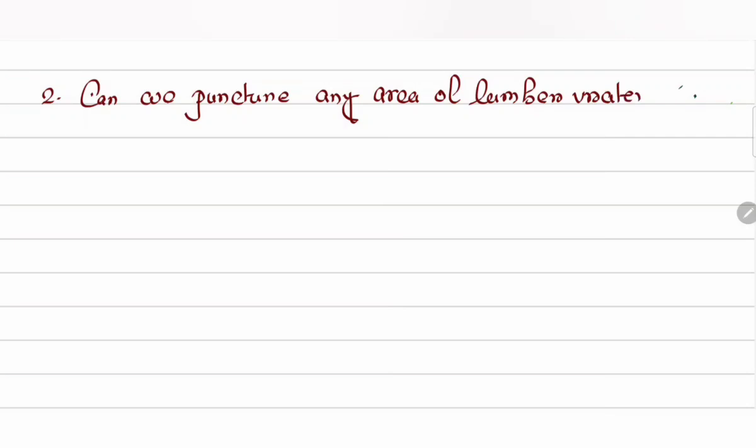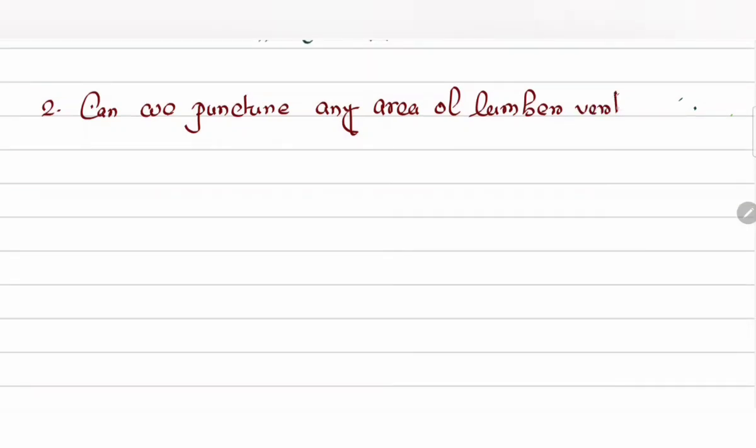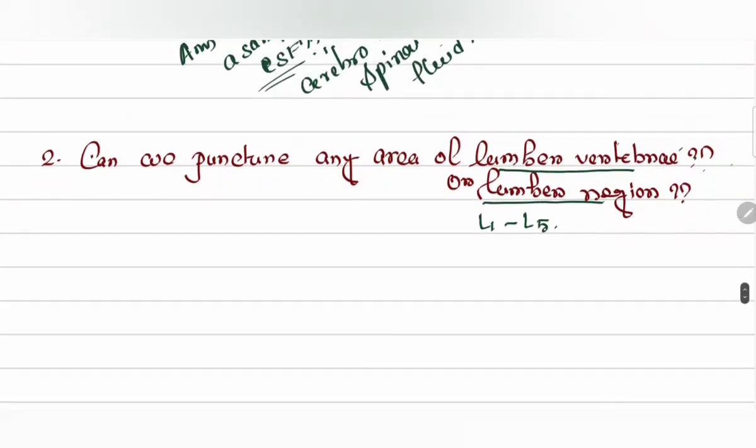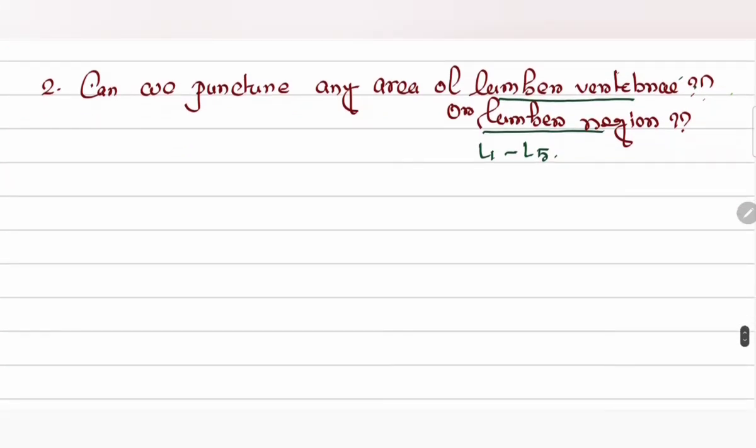Next question, can we puncture any area of the lumbar vertebra or lumbar region? Lumbar vertebra or lumbar region means L1 to L5. So can we puncture anywhere in the L1 to L5 space of the lumbar vertebra? The answer is no. Why no?